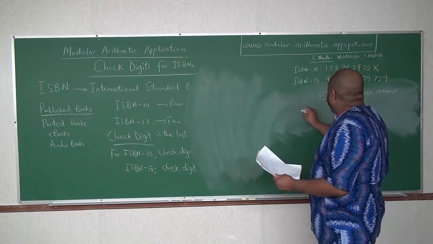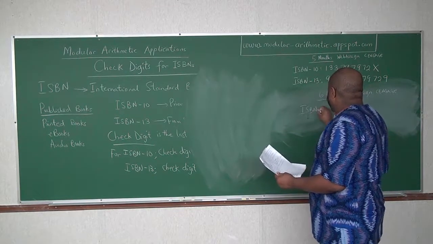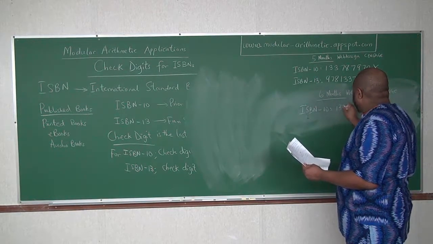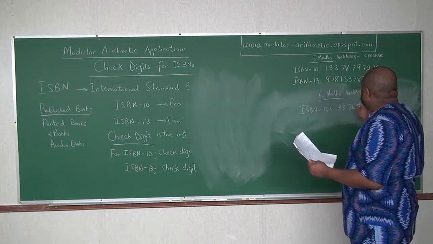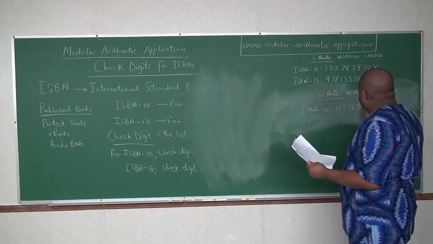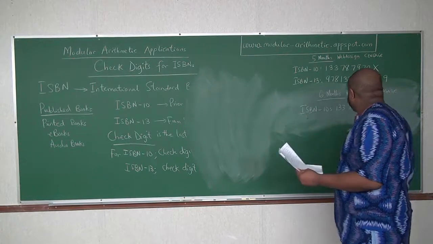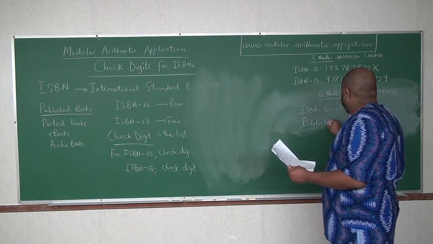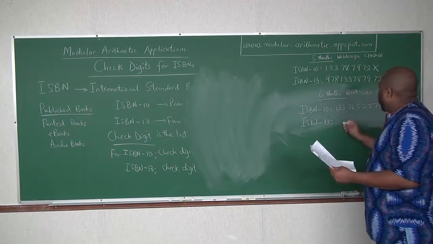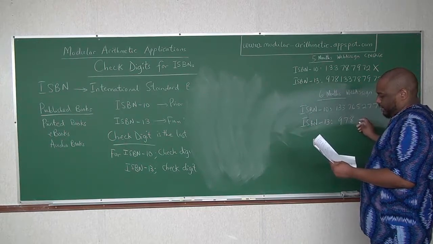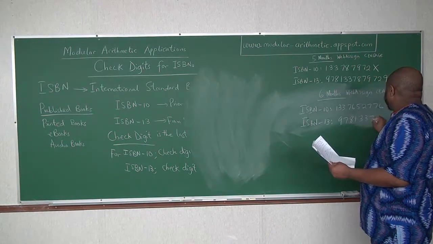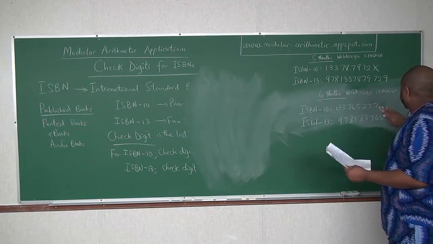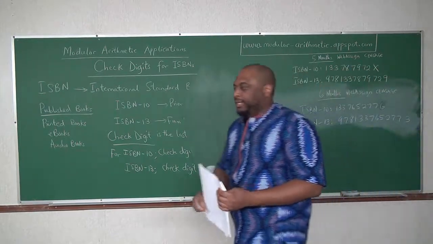The 6 months access, we have ISBN-10 is 133 765 2776, and the ISBN-13 is 978 133 765 273. Okay, that's what I'm using.